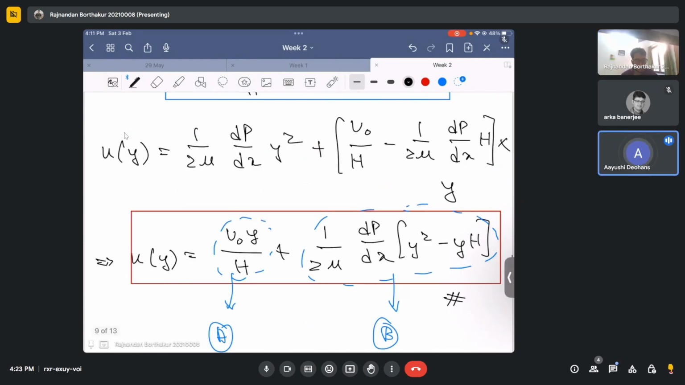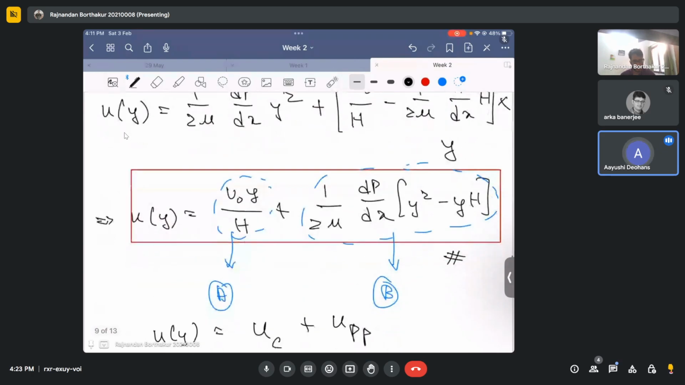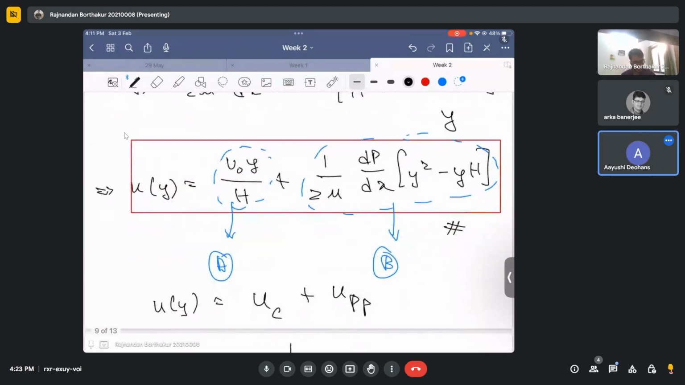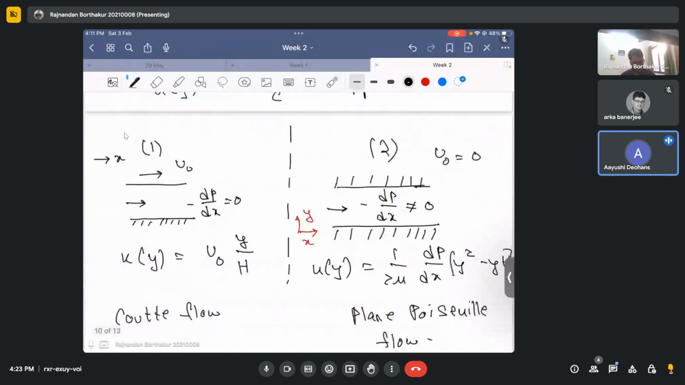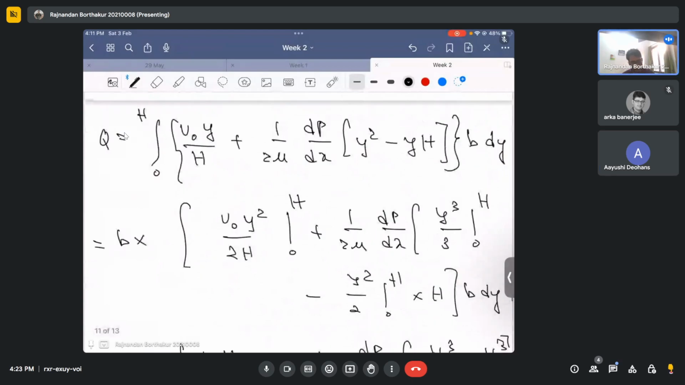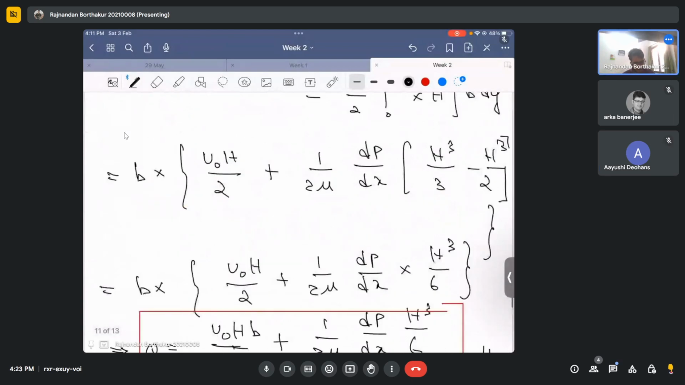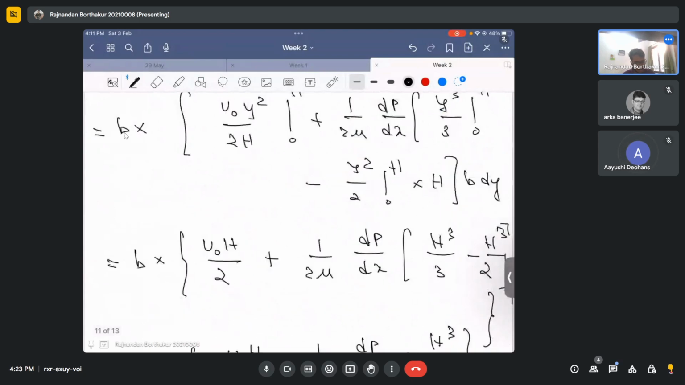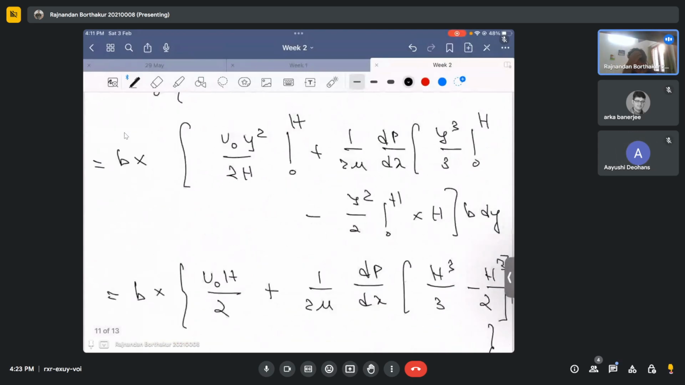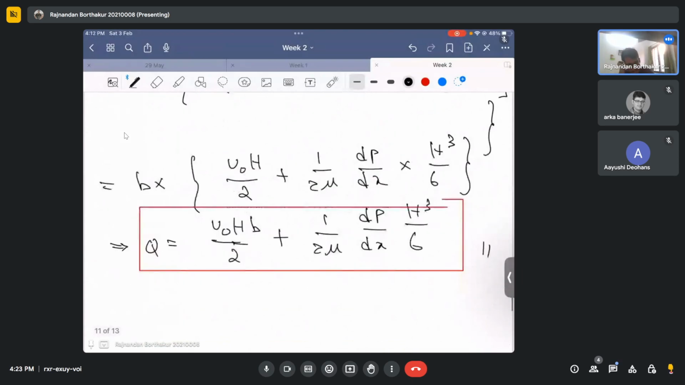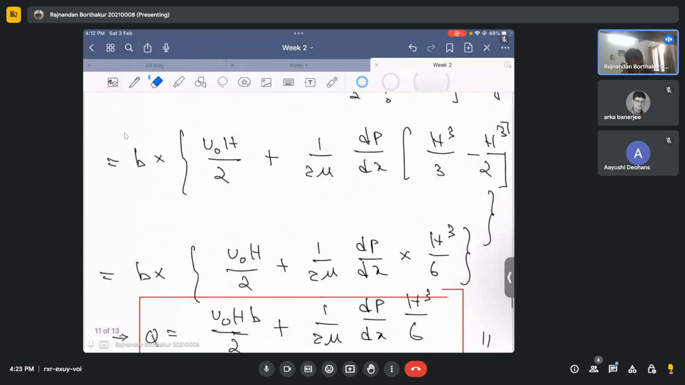Again, before going on, yeah, tell me. The negative will come before dp by dx. In the final volume flow rate, there should be a negative. Okay, yeah, I got it. So this would be h. Yes, exactly. There will be a negative because this term would be negative, since h cube by 3 is less than h cube by 2. Yeah, very good. Thank you for the correction. So there will be a negative sign.